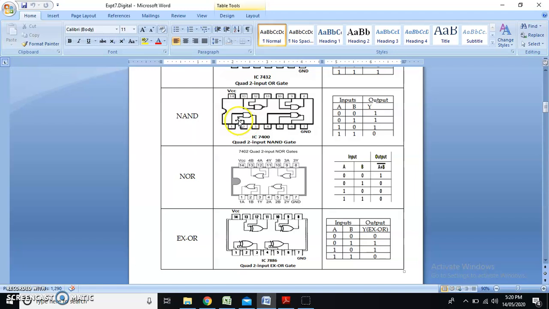Again it is a 2 input NAND gate, IC number is 7400. Pin number 1 input, 2 input, 3 output, 4 input, 5 input, 6 output, 13 input, 12 input, 11 out, 10 input, 9 input, 8 out.